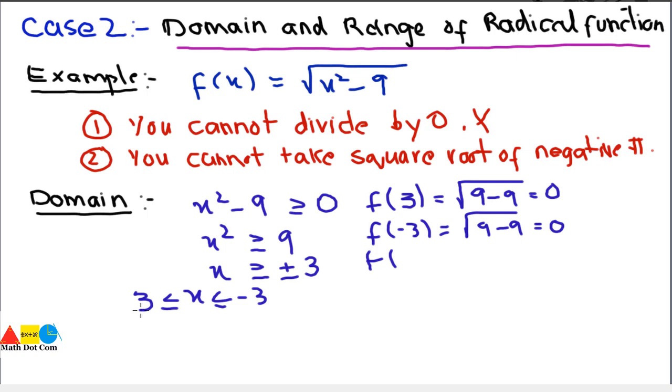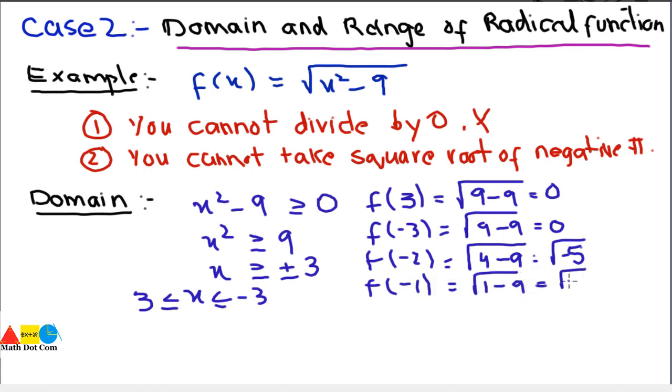So let's put a number that will give you an imaginary value. It means that numbers between 3 and minus 3 should not be included. So if I put minus 2, what will we get? Minus 2 square is 4, minus 9, that is equal to under root minus 5. This is an imaginary number. Then f of minus 1 will be 1 minus 9, which is equal to minus 8. It means the value of x should be less than minus 3 or greater than 3. If we take any value between minus 3 and 3, it will give you an imaginary number.